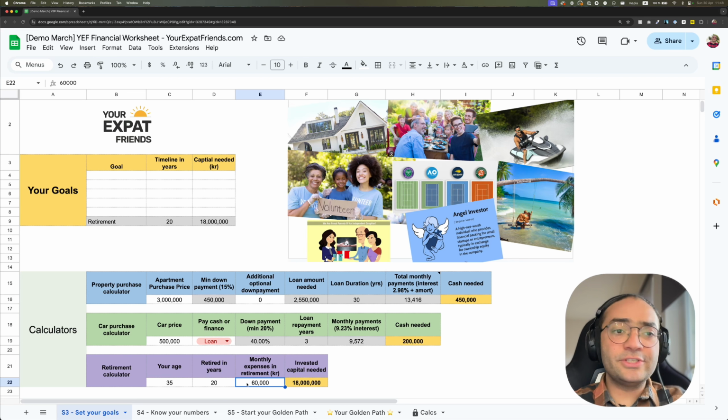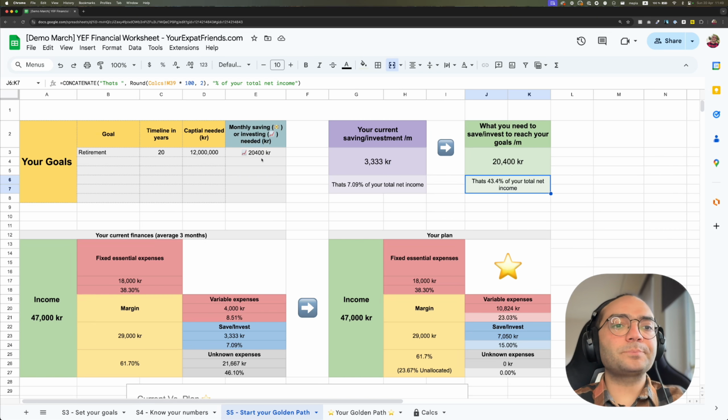So in this scenario, 60,000 kroner per month is actually too high. So I would probably want to go to 40,000, but I still want to retire in 20 years. I don't want to have to work after I'm 55 years old. So if I want to do this, it means I need to save 12 million kroners by the time I'm 55 years old. I need to invest that much money. So now back to the savings sheet.